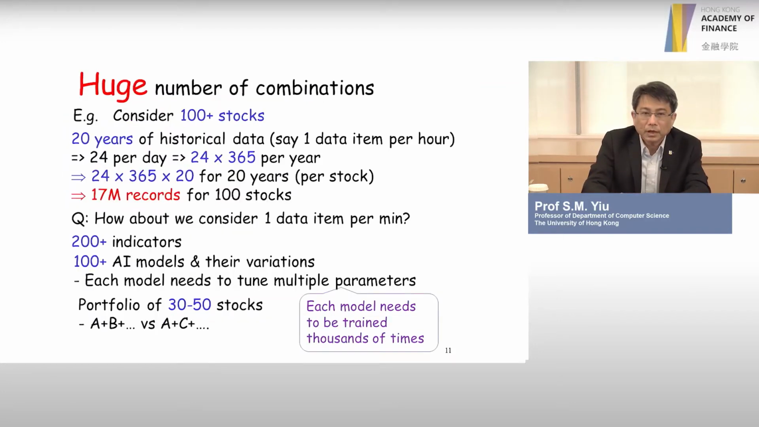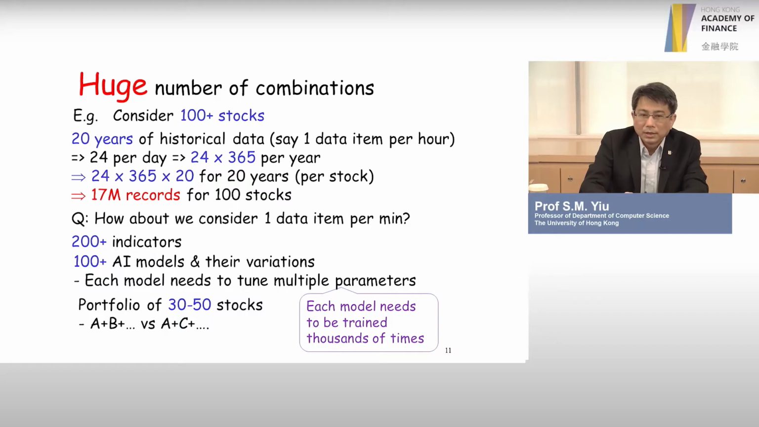Now, if you look at the figures, let me just give you a very simple example. If we are considering 100 stocks and 20 years of data, and I make it simple, just take one data item per hour, then you can assume that we have 24 data items per day. Multiply them out over 20 years and 100 stocks, and in fact there are about 17 million records. And you can see that one data item per hour is not a lot.